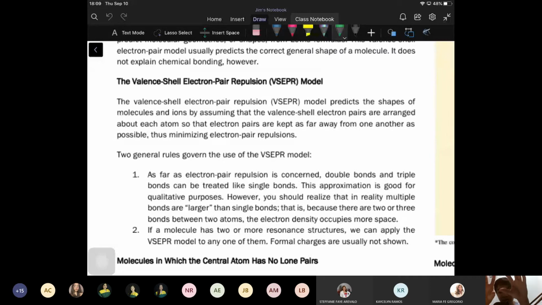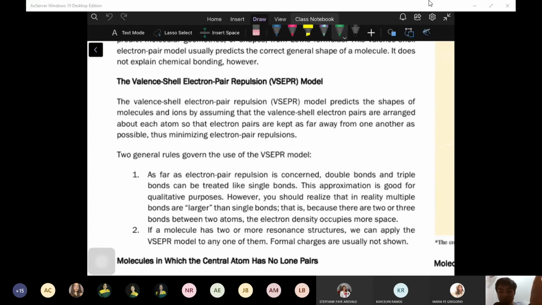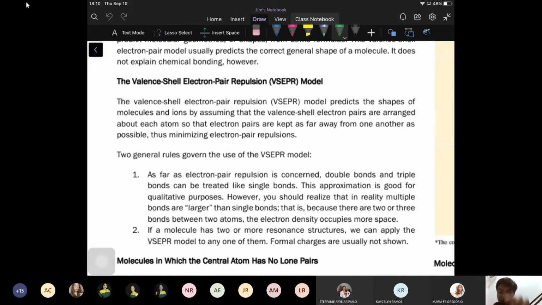So that means as they repel, mag-orient sila in certain shapes para ma-minimize yung repulsion. Parang kayo lang yan ng enemy mo. Ano yung orientation nyo? Para hindi kayo mag-away, maglalayo, di ba? Pero yun yung idea. Lumalayo yung parehas negative. So, ganun din sa atoms natin.